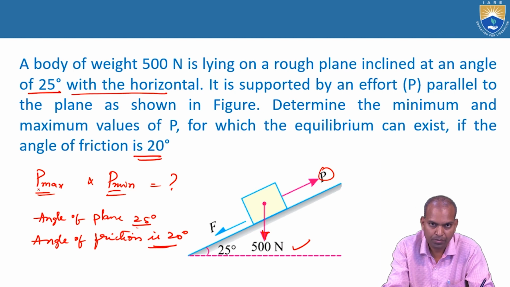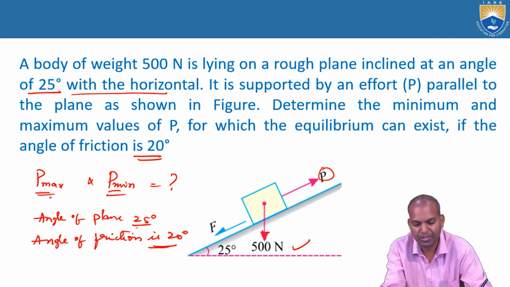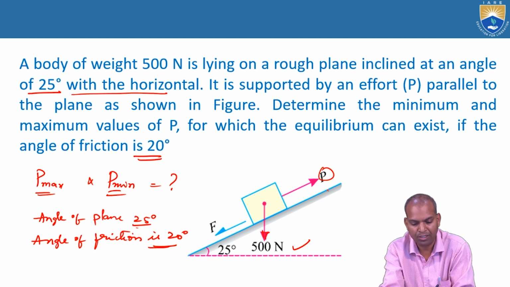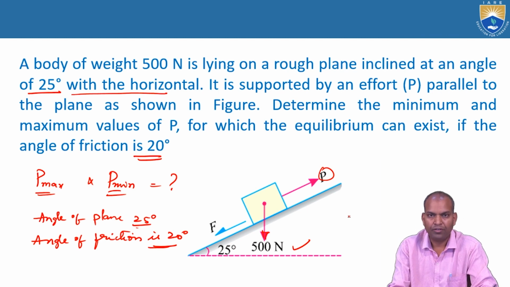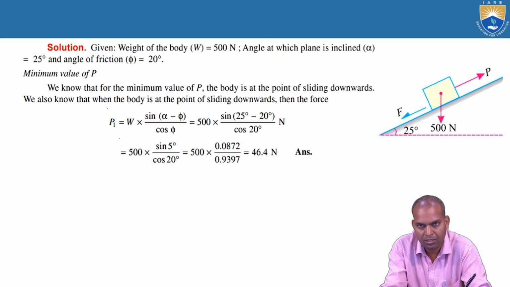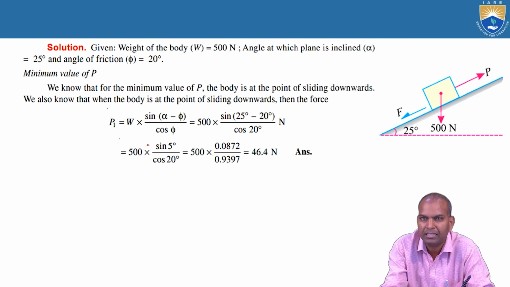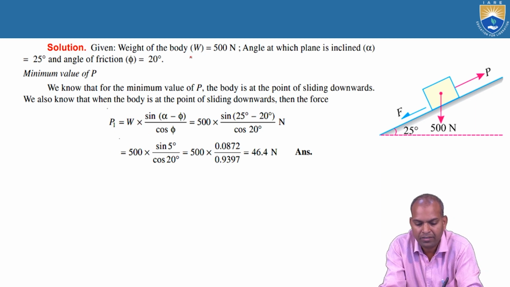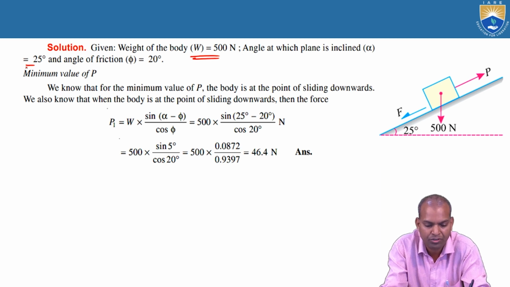And what is to be found? P maximum and P minimum, where P is the effort on the inclined plane. Now we have to find out P maximum and P minimum. Let us begin with how to solve the problem. For the given data, the weight of the body is 500 newtons, the angle of the inclined plane is 25 degrees and the angle of friction phi is 20 degrees.